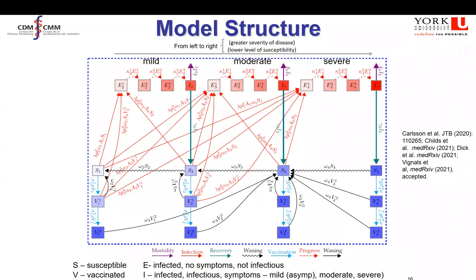And the shading of purple means that we're assuming that the characteristics of their immunity is similar to the same shade of purple in the susceptible classes. And so V11 has similar immunity characteristics to S2, V21 to S3, and all the other classes to S4, which means that they'll be resistant to infection. But we allow their immunity to wane over time as well, and you can see where they will wane to using the black lines.